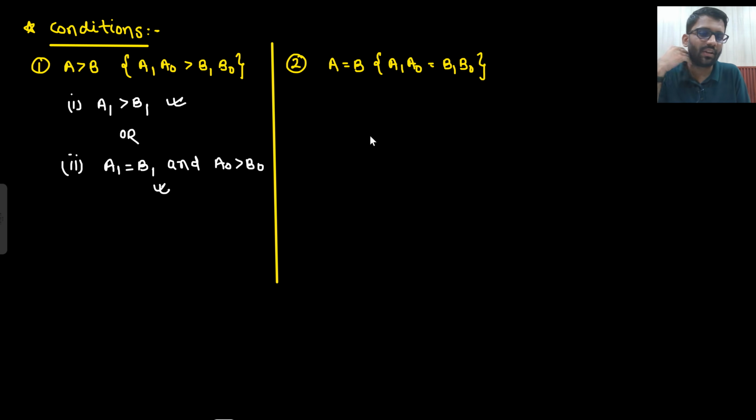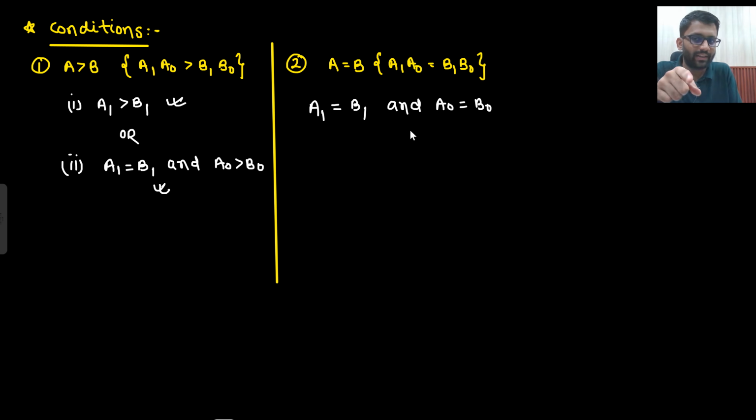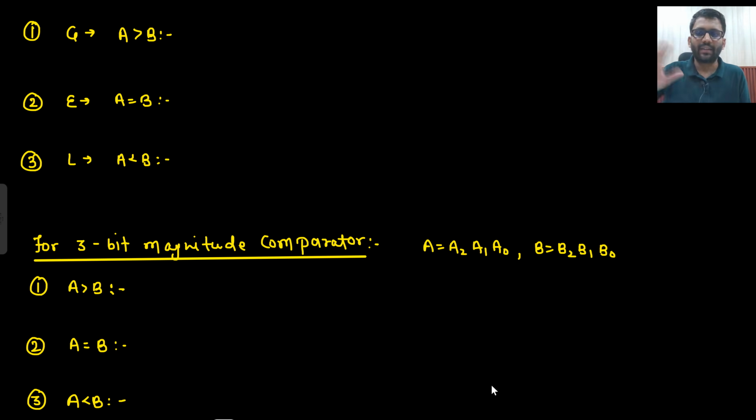And when can a be equal to b? When a1 is equal to b1 and a0 is equal to b0. Both conditions should be satisfied. That's why AND is there. Here there is OR, here there is AND. Why so? Because a1 has to be equal to b1 and a0 also has to be equal to b0. Then only both numbers will be equal, right? You have understood it. Let's write down the expression.